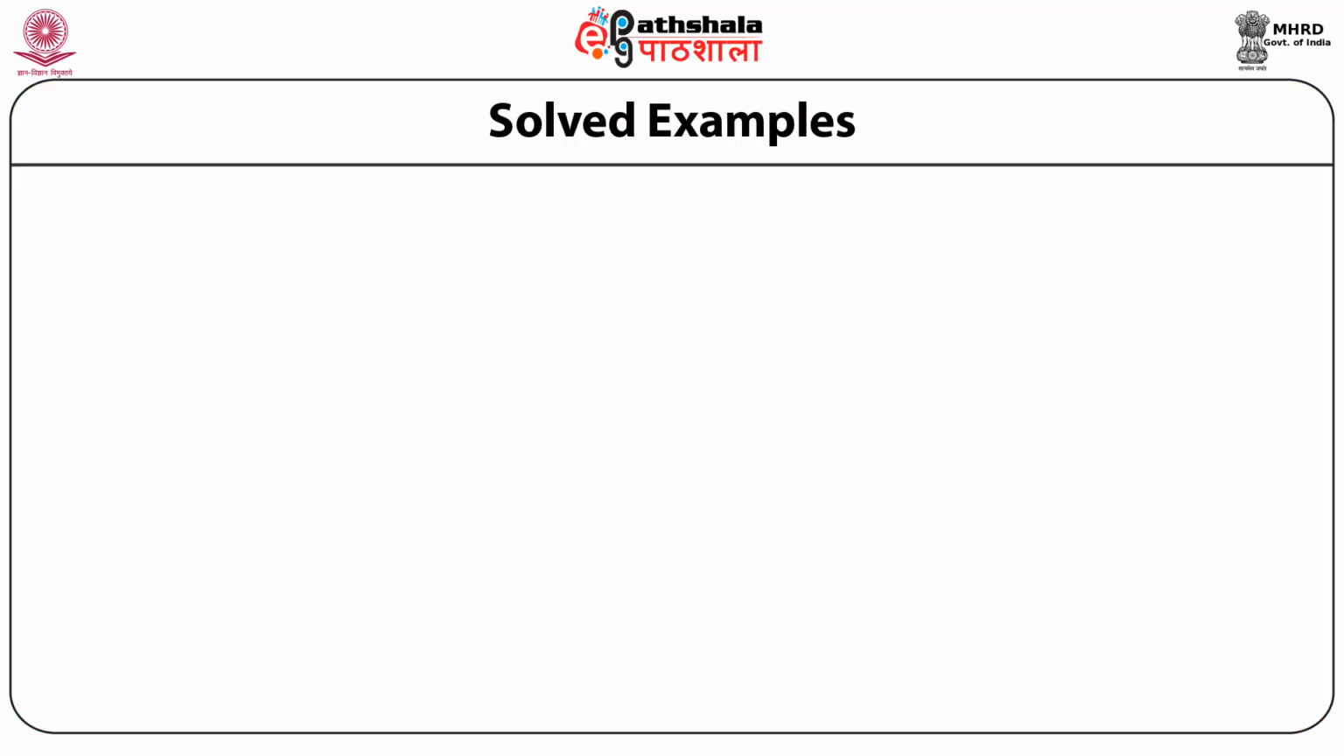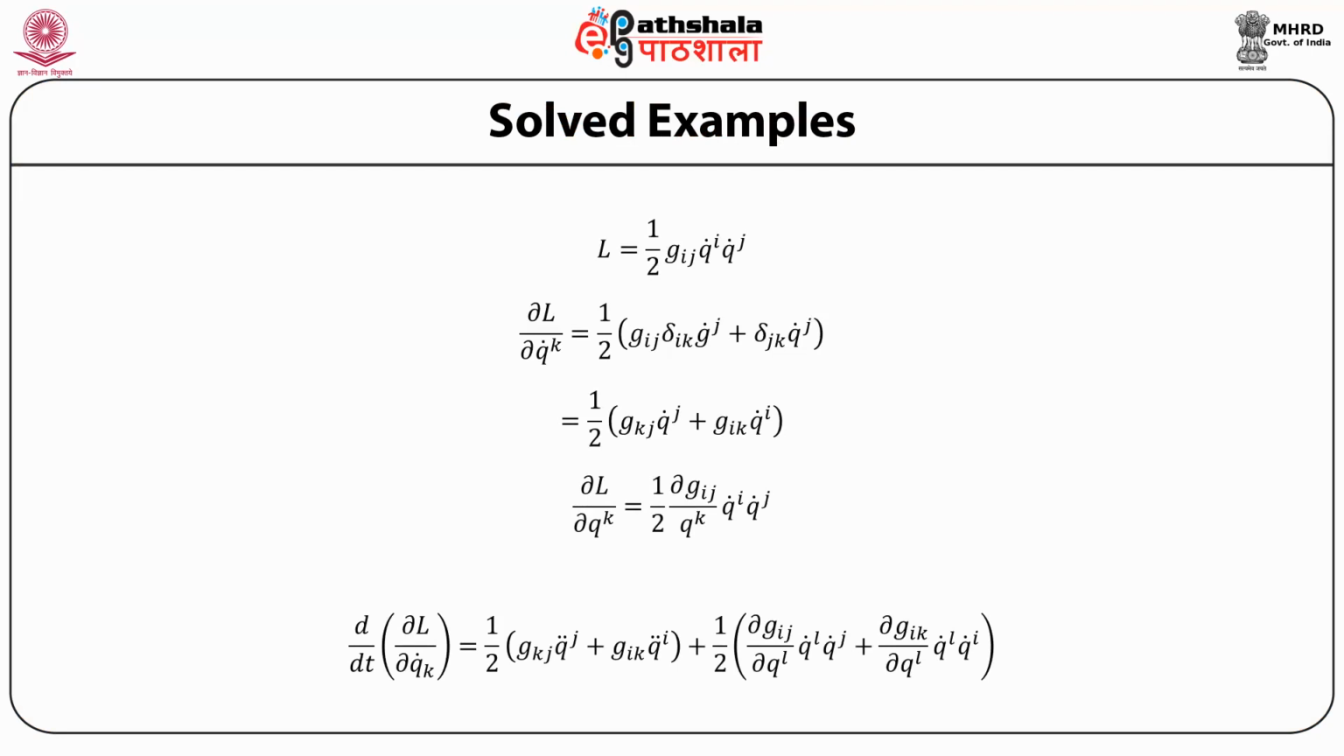Now the Lagrangian in this case is given as L is equal to half g_ij q_i dot q_j dot, where g_ij is some kind of metric function which depends on the coordinates itself. So if we take the partial derivative of this Lagrangian with respect to q_k dot, we have the expression dL by dq_k dot is equal to half g_ij (delta_ik q_j dot plus delta_jk q_i dot), which can be written as half (g_kj q_j dot plus g_ik q_i dot). And dL by dq_k is equal to half partial g_ij by partial q_k times q_i dot times q_j dot.